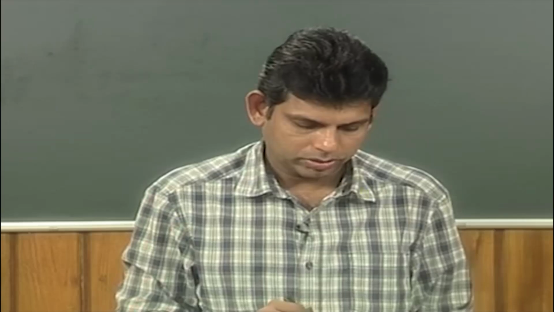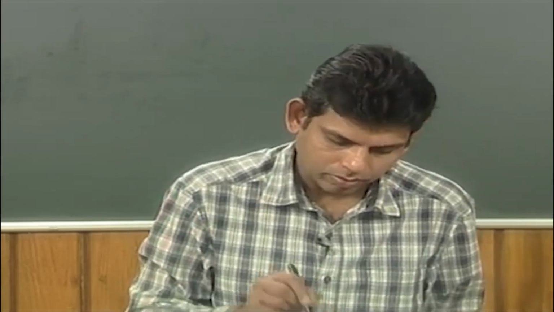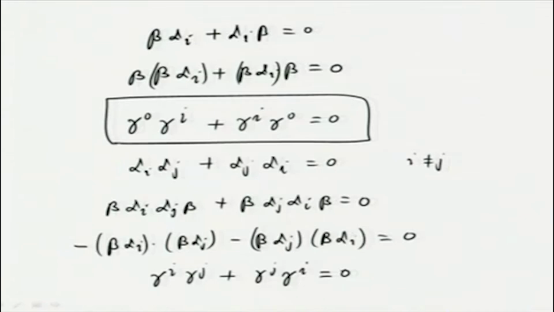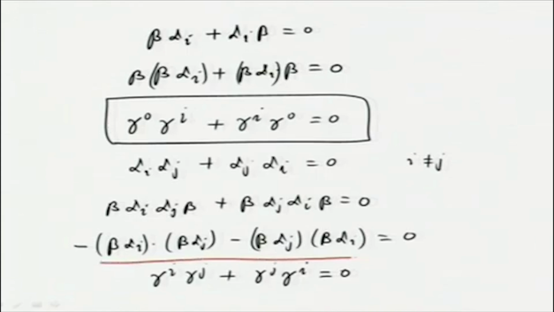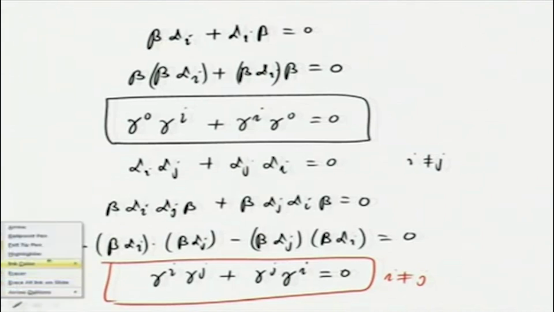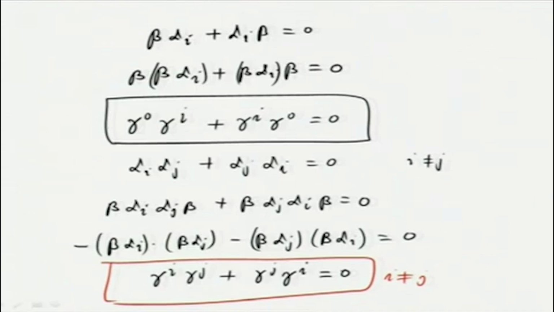Okay. So, now we have two relations here. One is, let me highlight those, one is this, that is gamma 0 gamma i plus gamma i gamma 0 is equal to 0, and we have another relation, gamma i gamma j plus gamma j gamma i for i not equal to j equal to 0. So, gammas anti-commute as well. So, this is the same as the relation that we had in the earlier case.